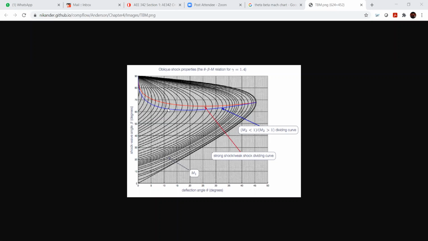There are many things that we will discuss about this, but I guess we are running out of time. I cannot go into any more details in the last seconds. But anyway, we will pick it up from this point. We will discuss the theta-beta-M diagram more, and continue discussing oblique shock waves and how we use this diagram in the analysis of oblique shock wave properties.